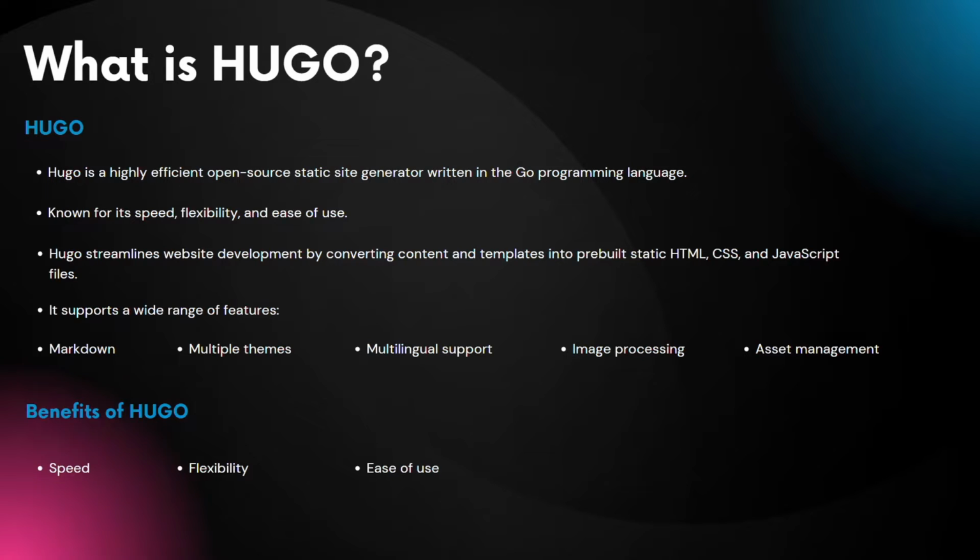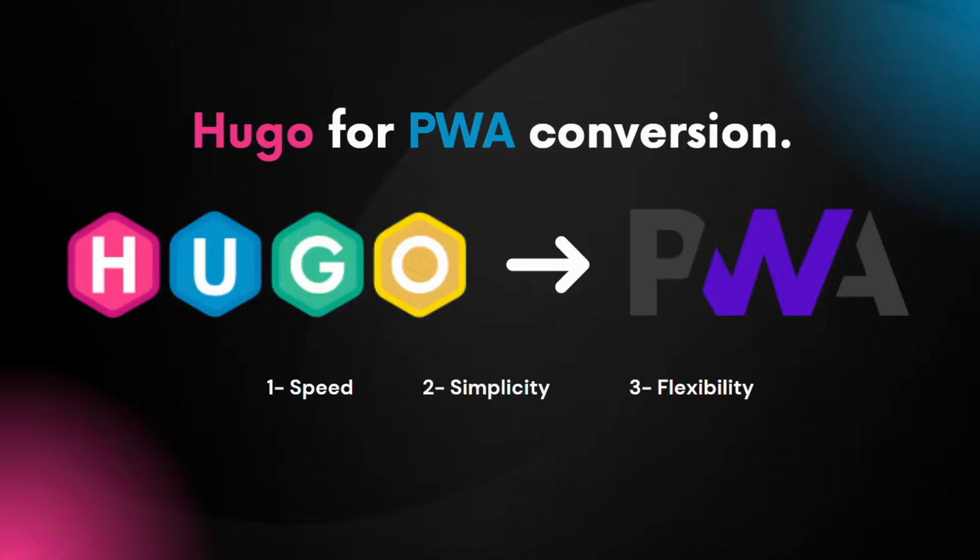Hugo supports a wide range of features such as Markdown, image processing, multilingual support, multiple themes, asset management, and many more. Now, what makes Hugo the best candidate for progressive web apps? When considering Hugo for PWA conversion, its speed and simplicity become key features. PWAs require fast loading times, responsive design, and efficient use of web resources, all of which align with Hugo's strengths. Since Hugo generates static HTML files, the resulting websites are incredibly fast to load.